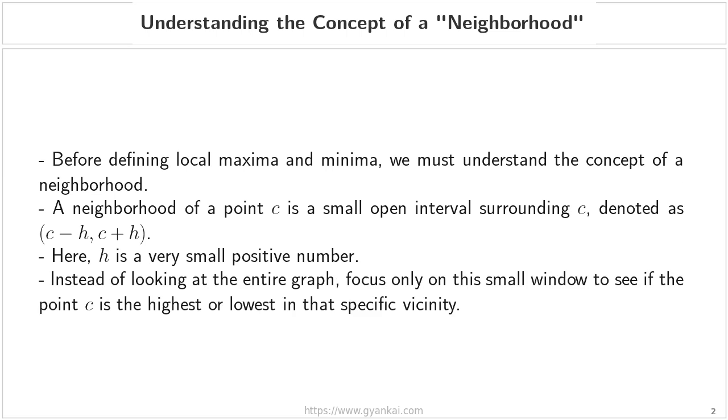The reason this is so important is that it changes our perspective. Instead of looking at the entire graph across its whole domain, which is how we identified absolute maximums and minimums, we are now focusing only on this small window. By restricting our view to this specific vicinity, we can determine if point C is the highest or lowest point relative only to the points immediately surrounding it. This sets the stage for our next few slides, where we will use this neighborhood to formally define local maxima and minima.